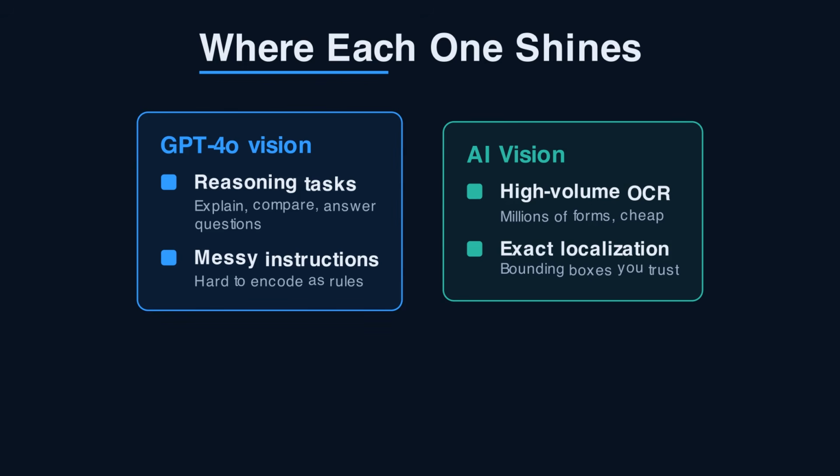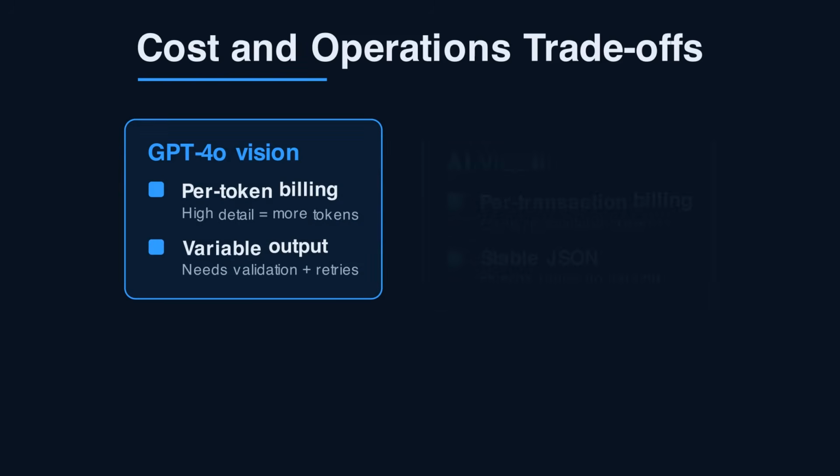Reach for Azure AI Vision when you need precise, repeatable structured data at scale: extracting all text from millions of scan forms, detecting and locating objects with exact coordinates, or generating searchable tags. It's faster per call, far cheaper at volume, and its output is deterministic enough to feed straight into a pipeline without parsing prose. Cost is where these split hard.